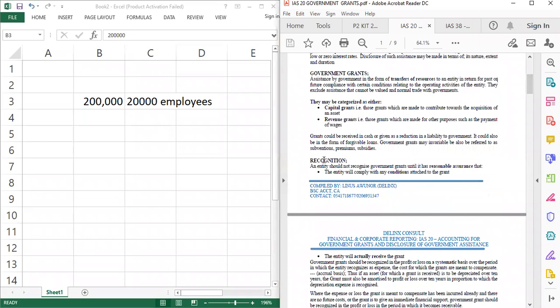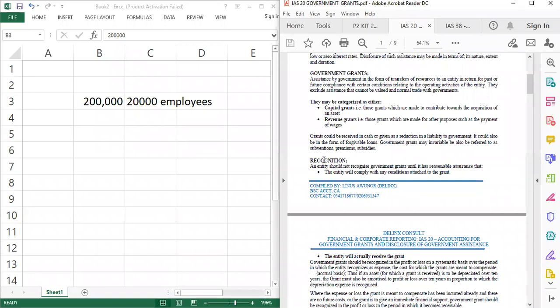So before you can recognize a government grant, you need to look at two conditions. Entities should not recognize government grants until there is reasonable assurance that the entity will comply with any conditions attached to the grants. You have to know that grants will come with conditions. So before you can say you are going to receive the grant and put it in your books, are you sure that you are going to comply with all the conditions attached to the grants?